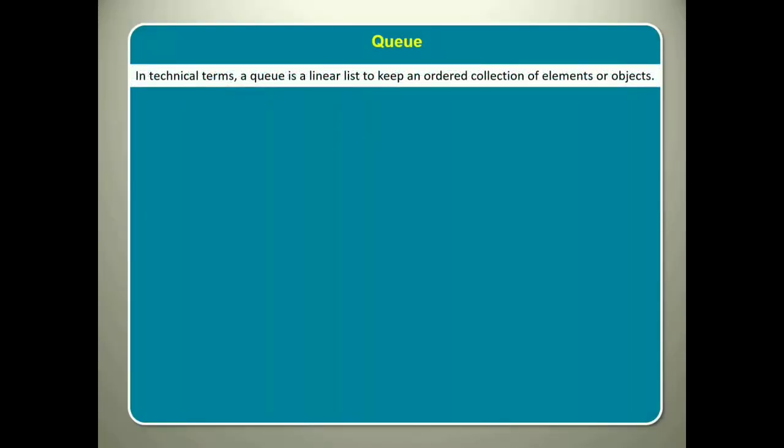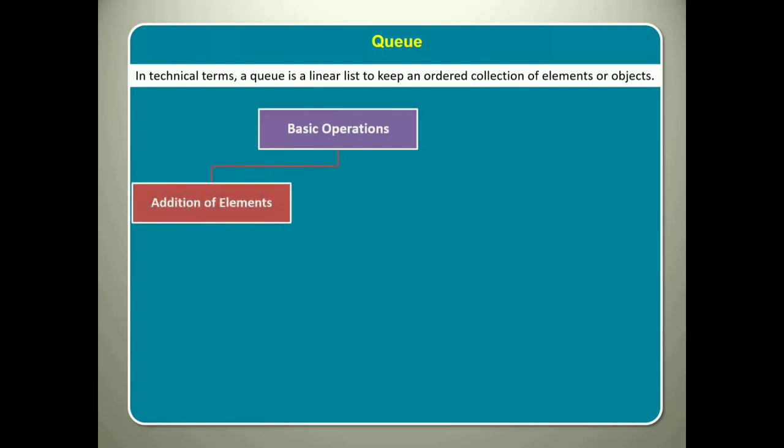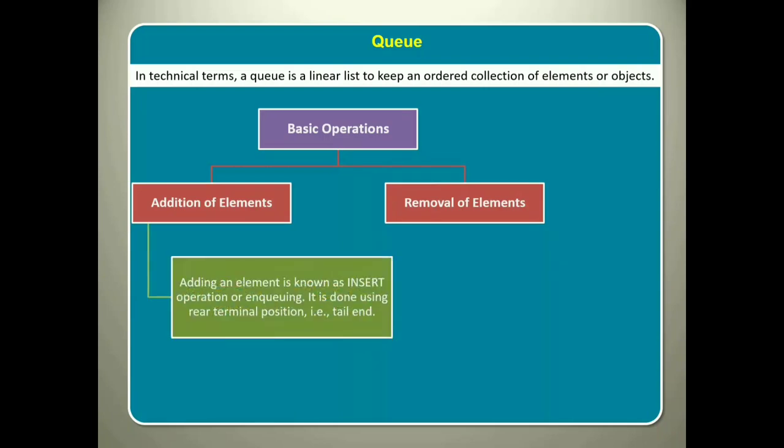In technical terms, a queue is a linear list to keep an ordered collection of elements or objects. The basic operations that are performed on the queue are addition of elements and removal of elements. Adding an element is known as insert operation or enqueuing. It is done using rear terminal position, that is, tail end.